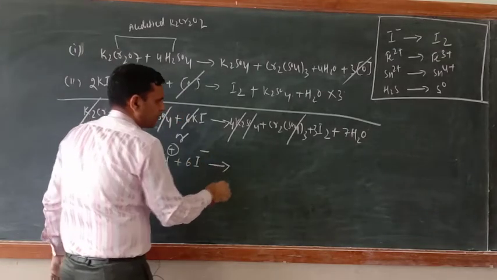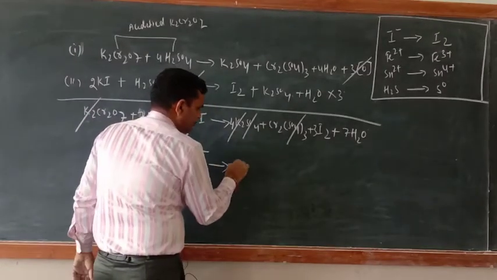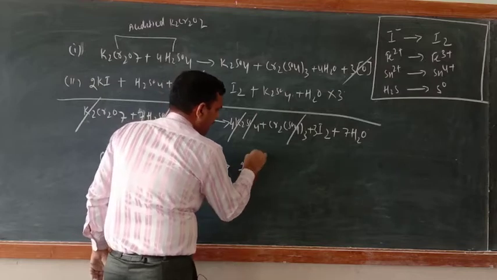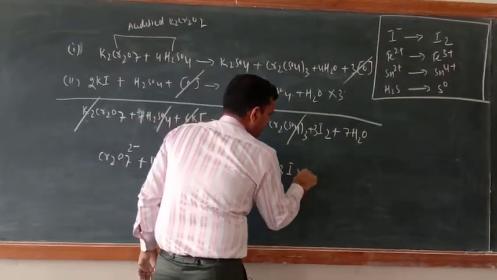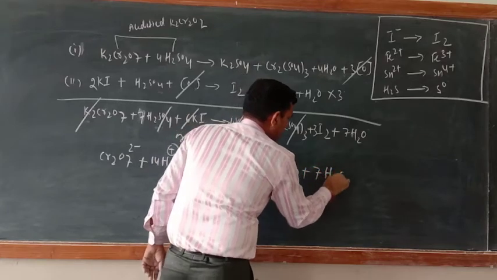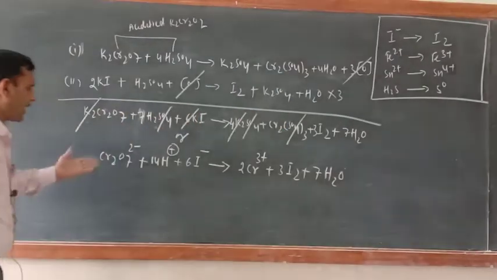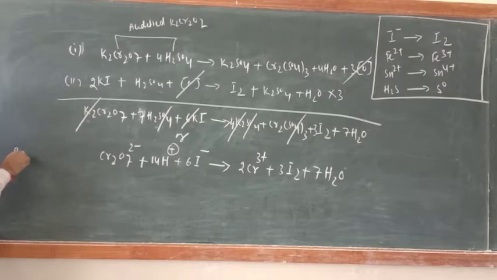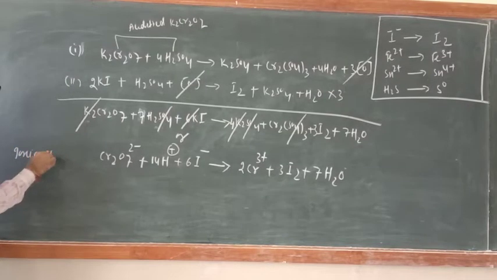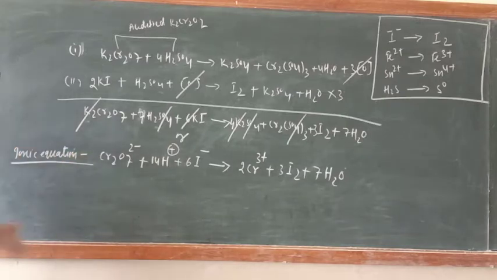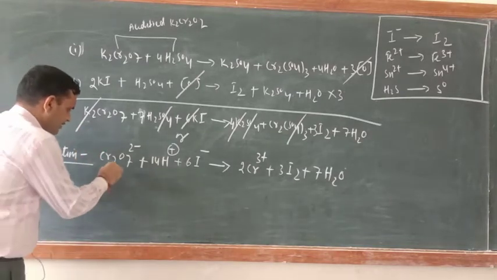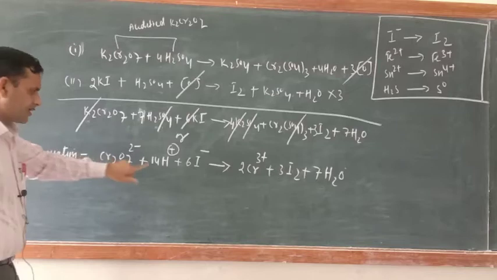Now here what is the product? Just see, 2 Cr3 positive plus 3 I2 plus 7 H2O. Just see, this is only the ionic equation. Ionic equation. Just see, everything is balanced. You can check.